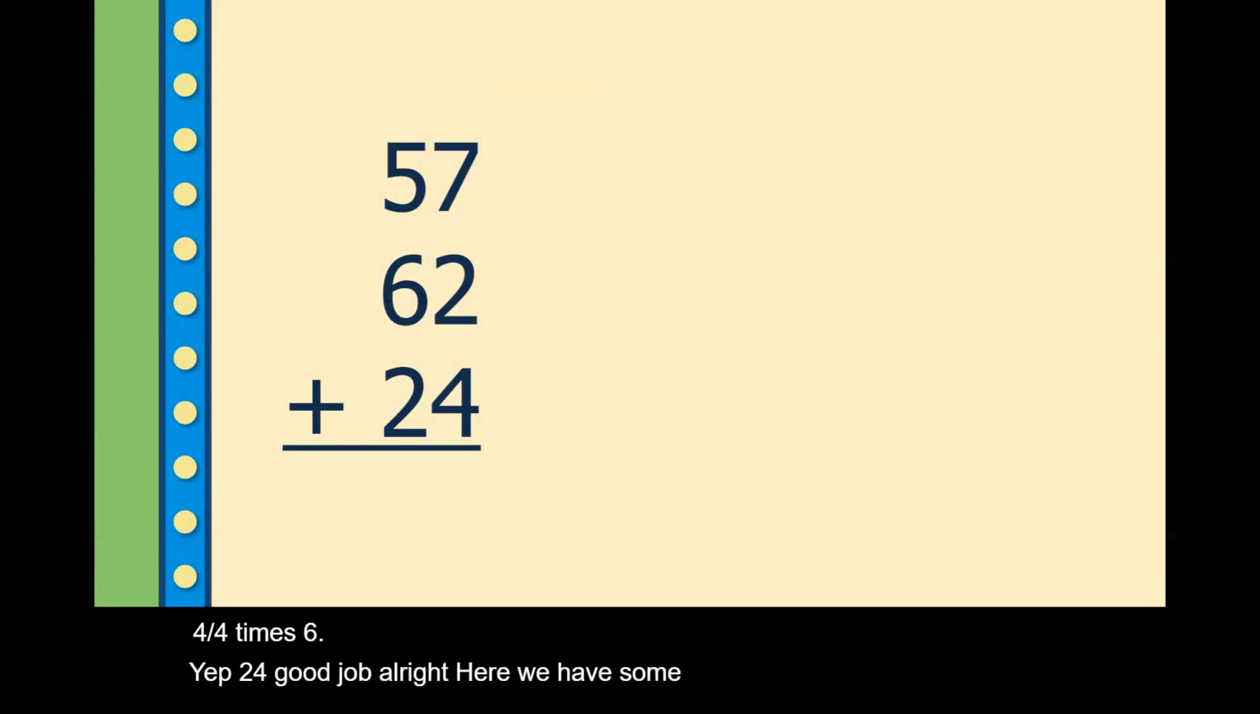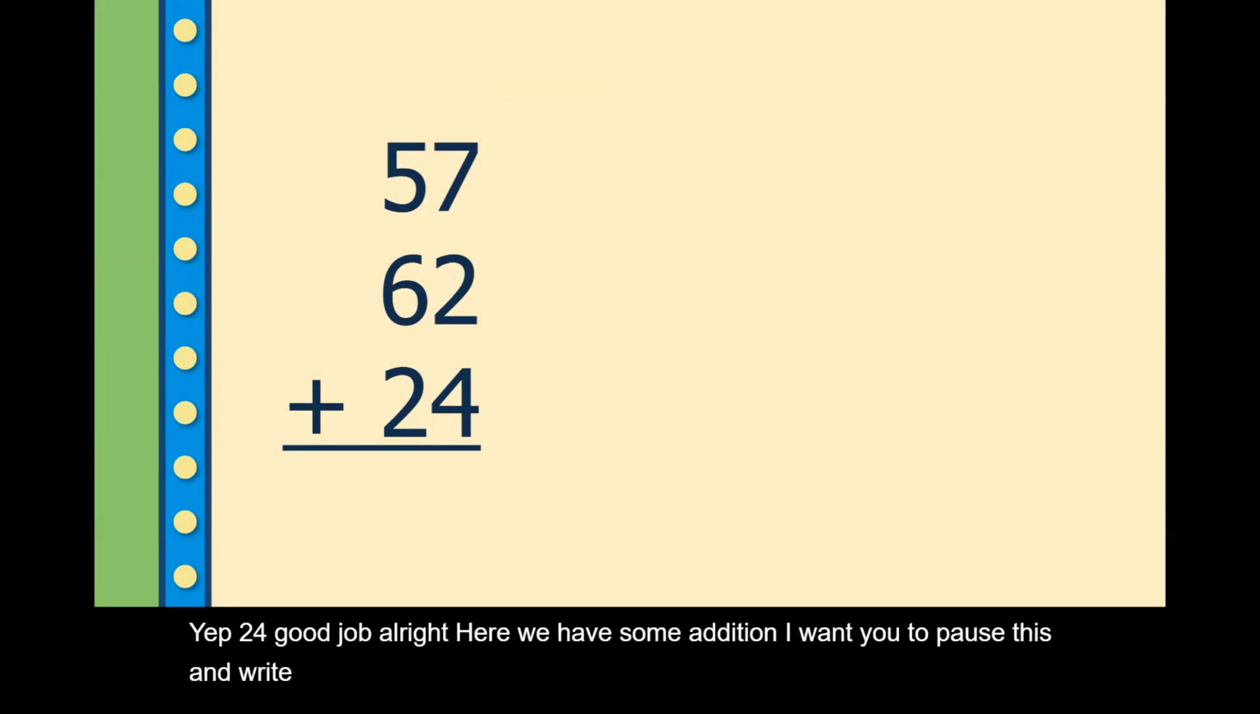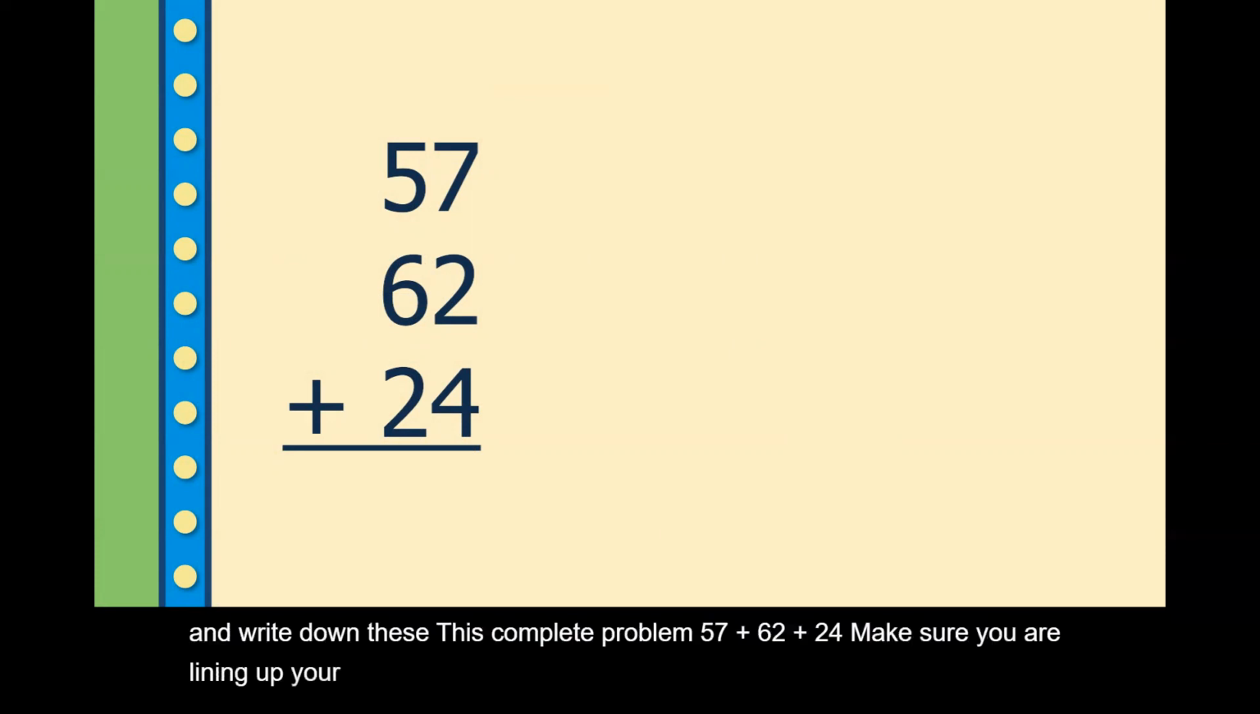All right, here we have some addition. I want you to pause this and write down this complete problem. 57 plus 62 plus 24. Make sure you are lining up your digits. Okay, pause it, solve it, come back and check your answer.